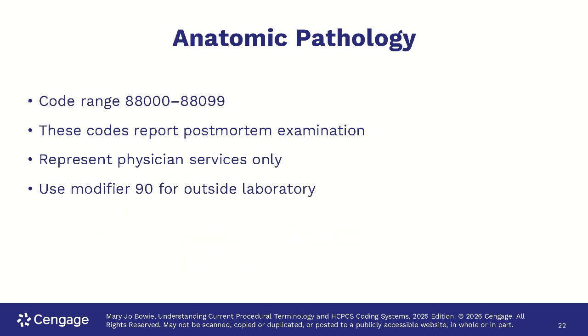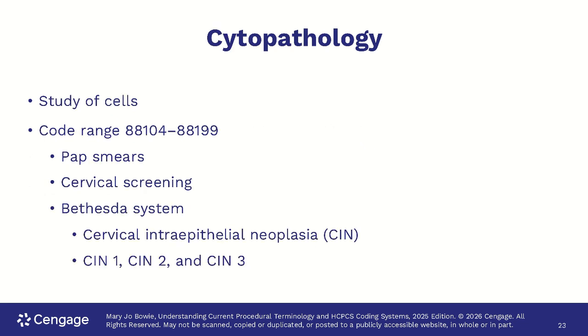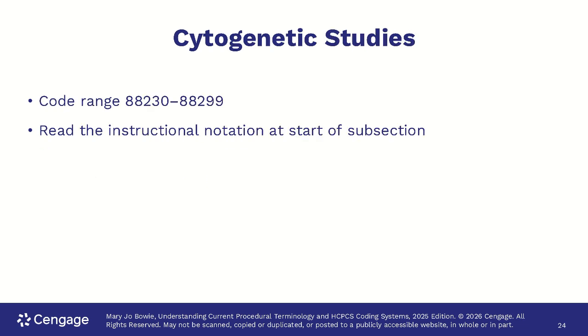Uh-oh, going too fast. All right, next up, you have anatomic pathology. And this is what physicians use to bill for their services for like autopsies and post-mortem examinations. Next up, we have cytopathology, the study of cells, especially in a disease process. Over in this area, you're going to see things like pap smears and cervical screenings.